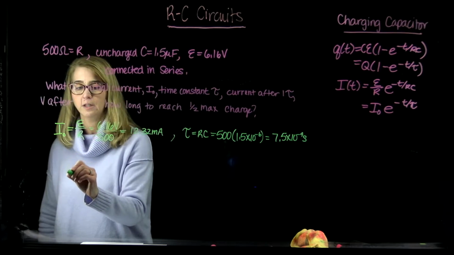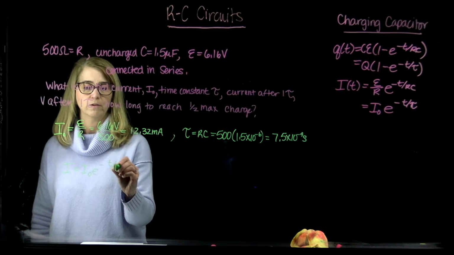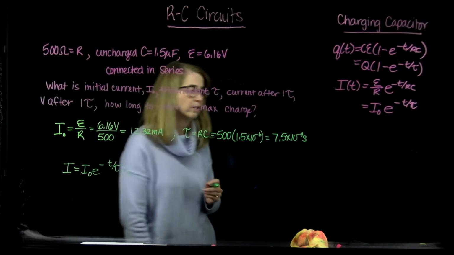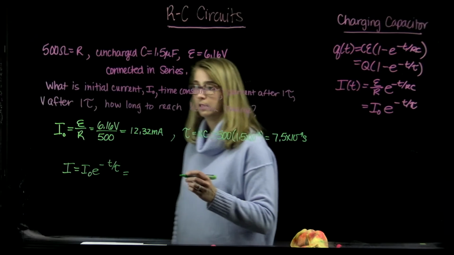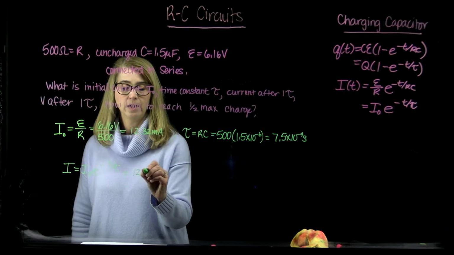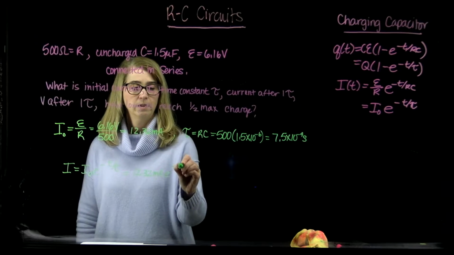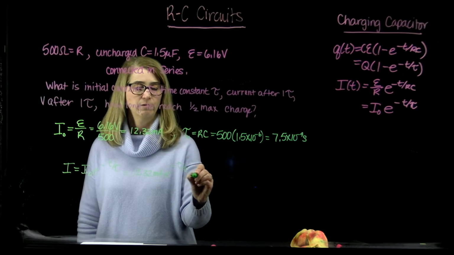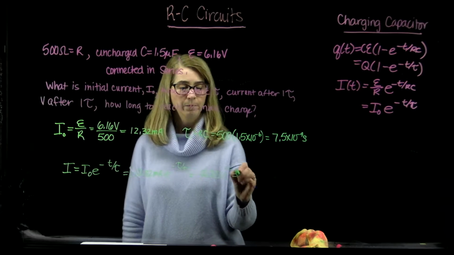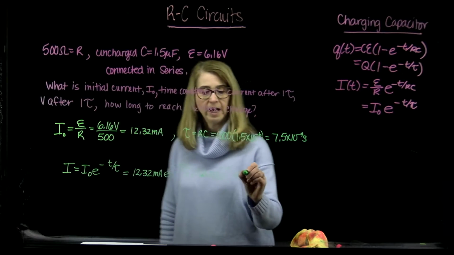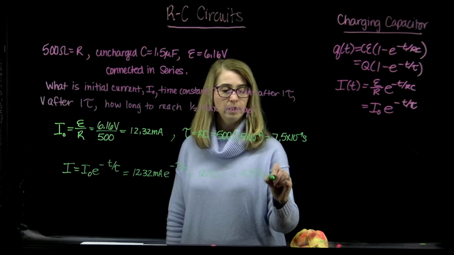So the current is equal to I naught e to the minus t over tau. What they're telling us to do is to replace the time by tau. We already found I naught, it was 12.32 milliamps. And then tau over tau, I don't really even have to write it out. It's 12.32 e to the minus 1. And so we find that the current after one time constant has dropped down to 4.53 milliamps.